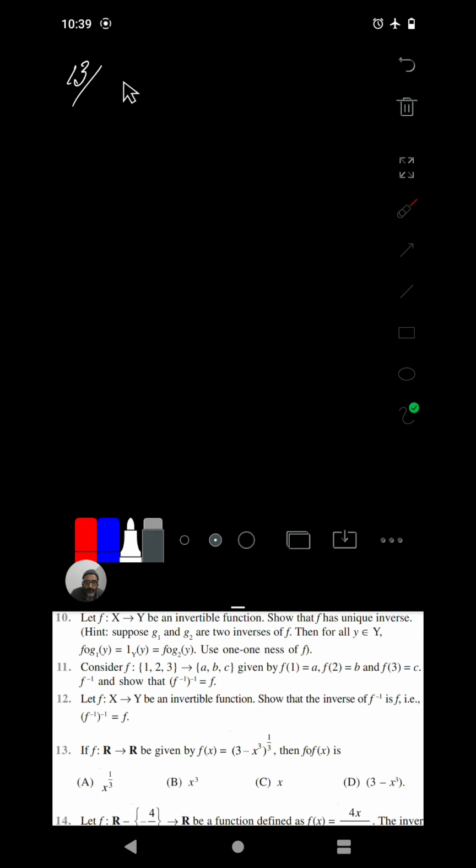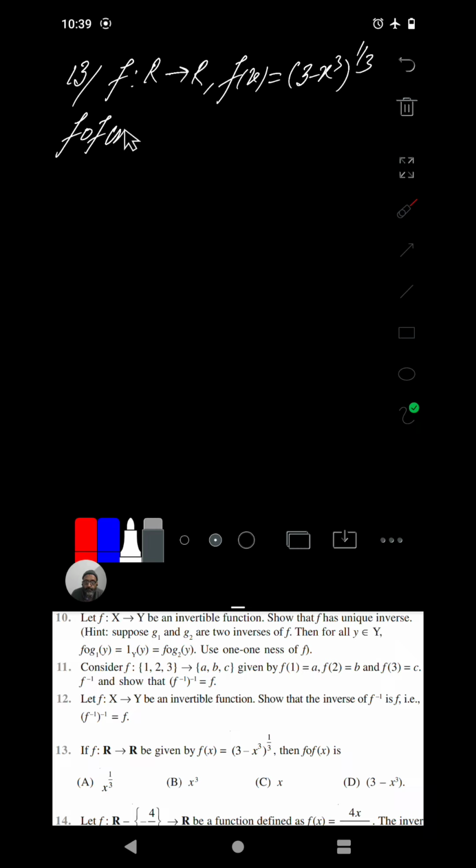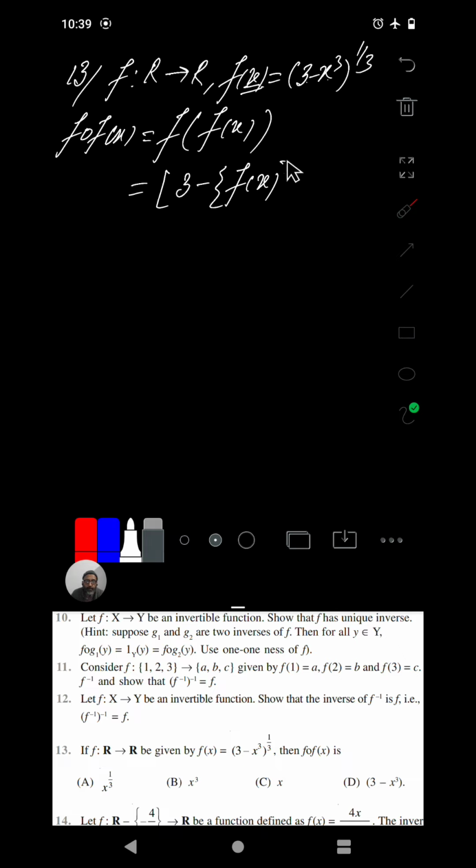Now the sum number 13, f is defined from R to R, and f of x is given by 3 minus x cube whole raised to the power 1 upon 3. We need to find out f of f of x, and f of f of x is obtained by replacing x by f of x in the function f of x. So if we replace here x by f of x, on the right hand side we get bracket 3 minus f of x whole cube whole raised to the power 1 upon 3.